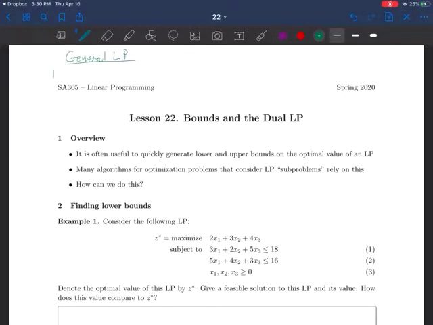We have the general linear program. This includes any optimization with a linear objective, which you could be either maximizing or minimizing, and you have linear constraints. And I should note, for technical reasons, there are finitely many linear constraints. We don't allow infinitely many linear constraints.